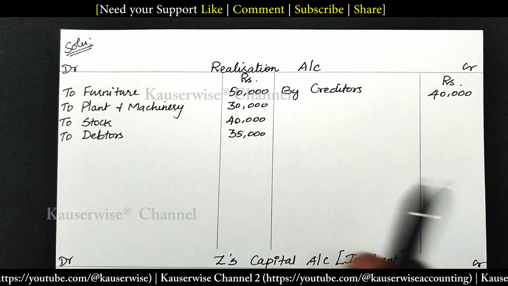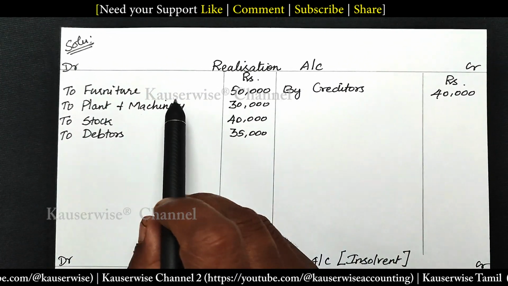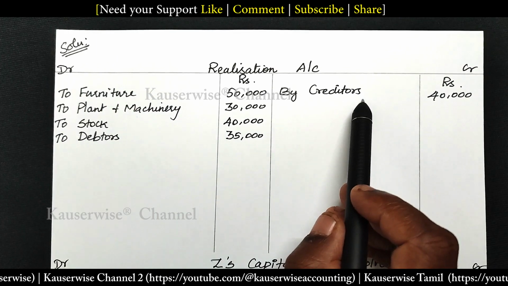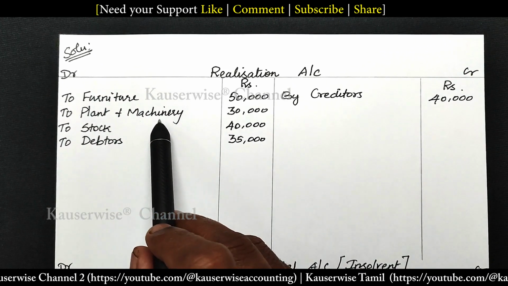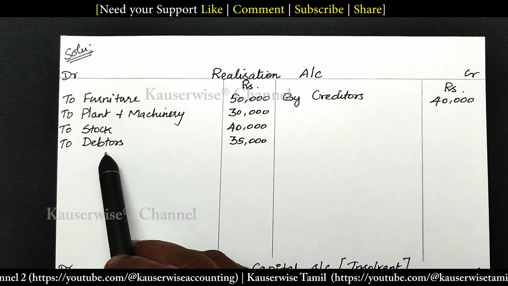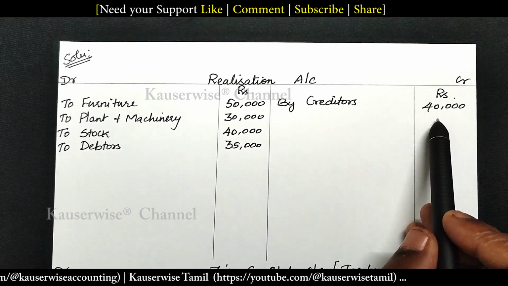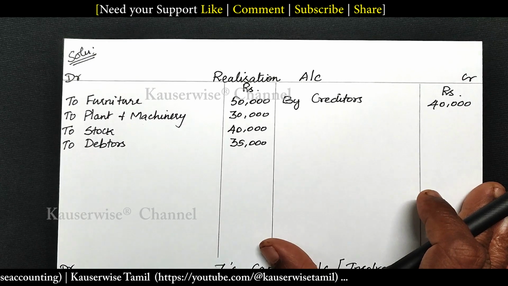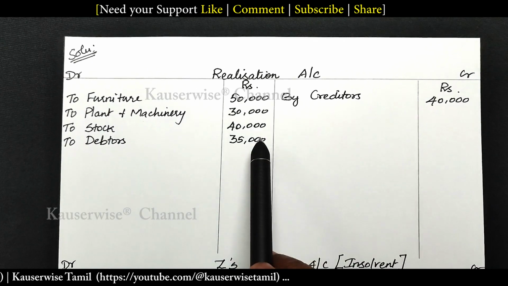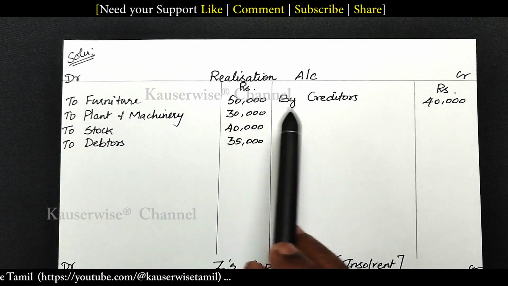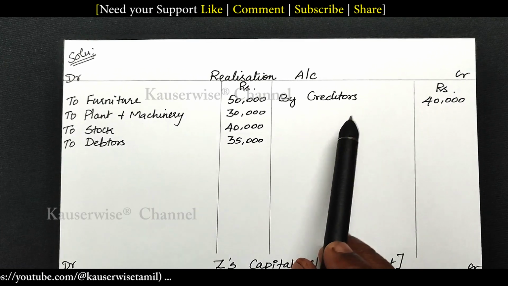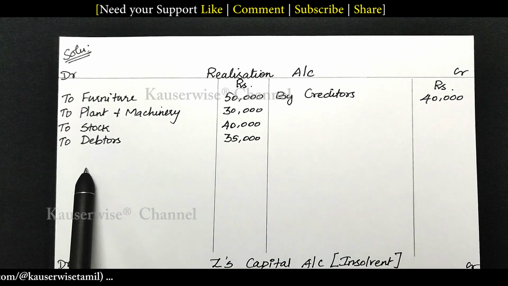See the solution. In the realization account, we have transferred assets and third party liabilities: furniture, plant and machinery, stock, and debtors, and the liability, creditors. Now we need to enter on the credit side how much amount we have realized out of the sale of assets, and we have to enter the payment made to creditors on the debit side.